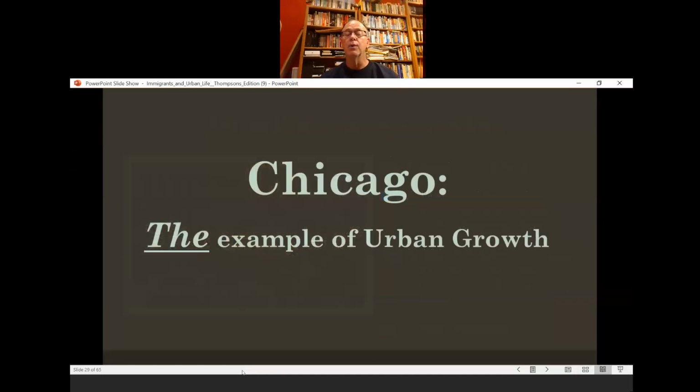And we're going to use Chicago as the example of urban growth because we said it grew almost 17 times larger. So that's the perfect example of a city. So a lot going on there, a lot of problems, but also a lot of solutions.